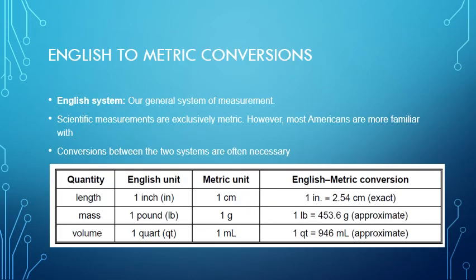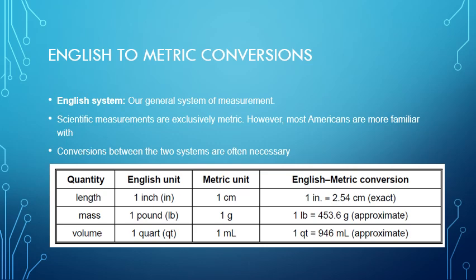We're now going to discuss our English to metric conversions. The English system is the measurement system that we have in the United States, so it's going to be using feet and inches and miles instead of centimeters and meters and kilometers. So scientific measurements are almost exclusively done using the metric system, but most Americans are familiar with the English system. Your conversions between the two systems are often very necessary.